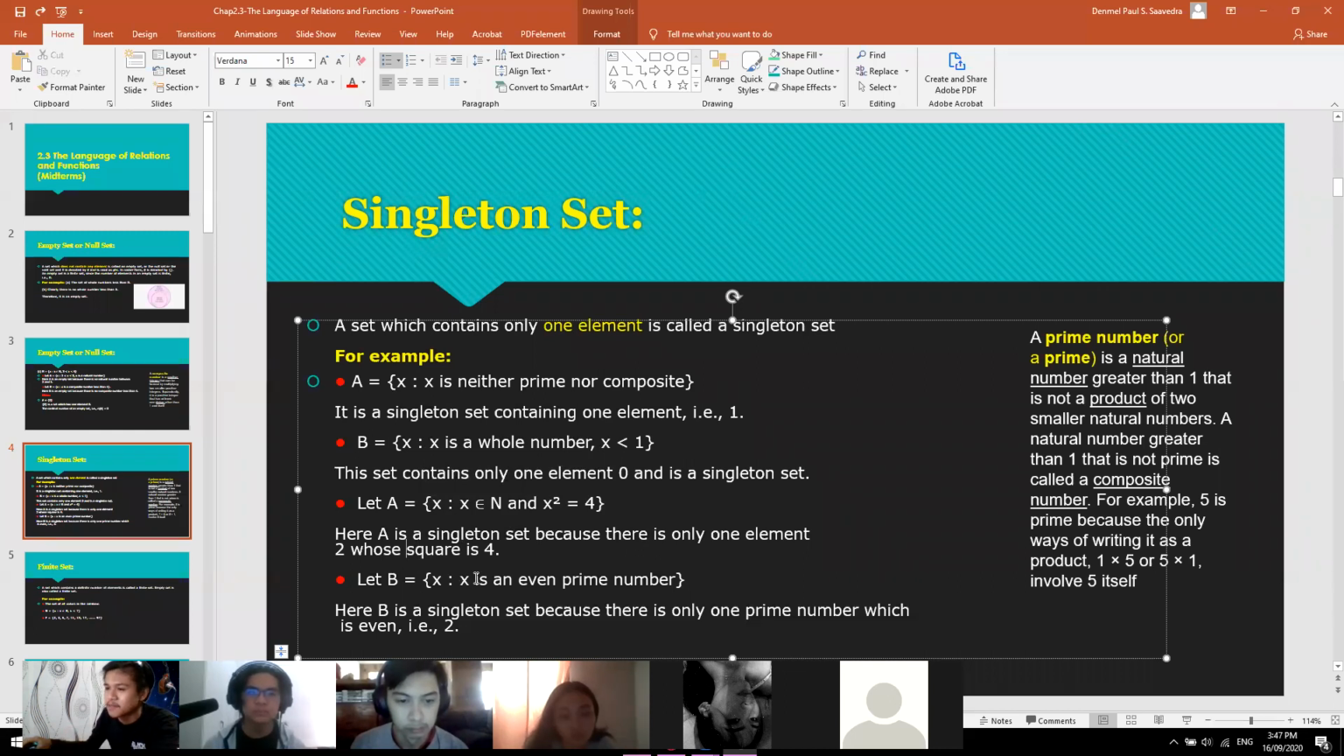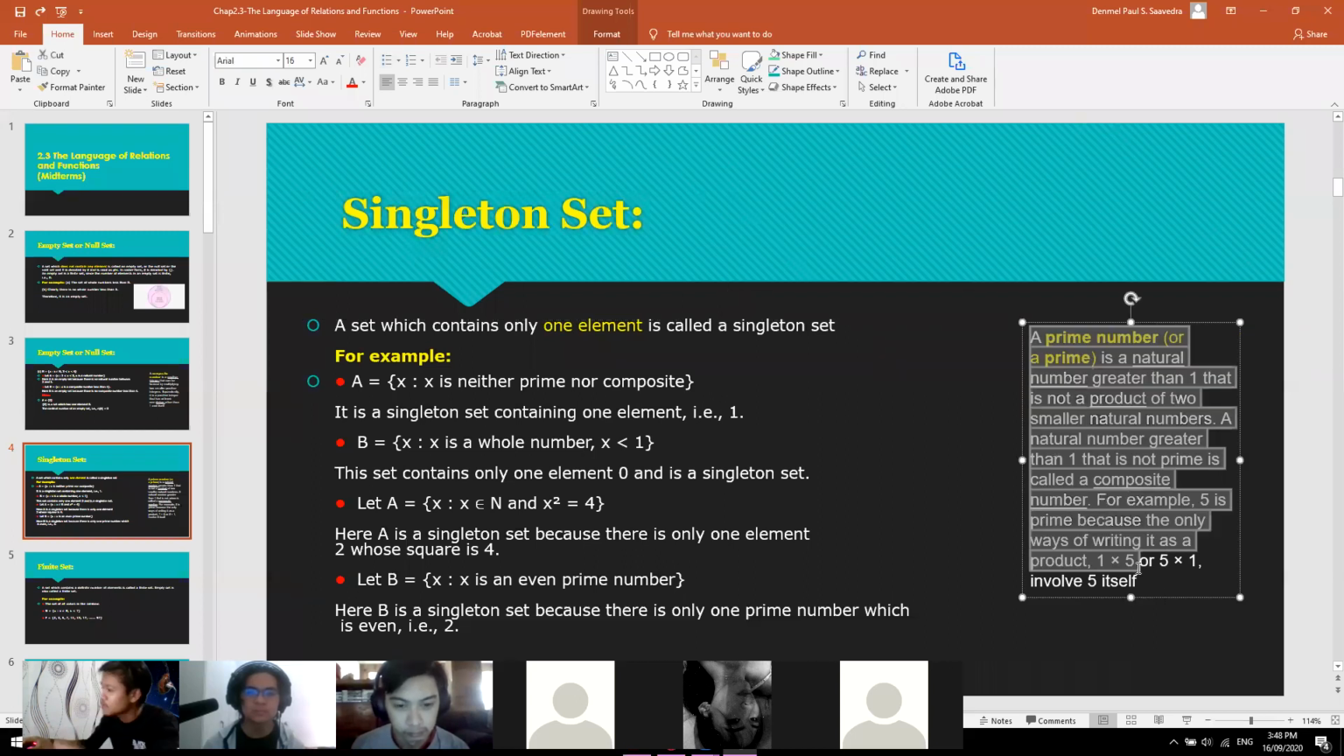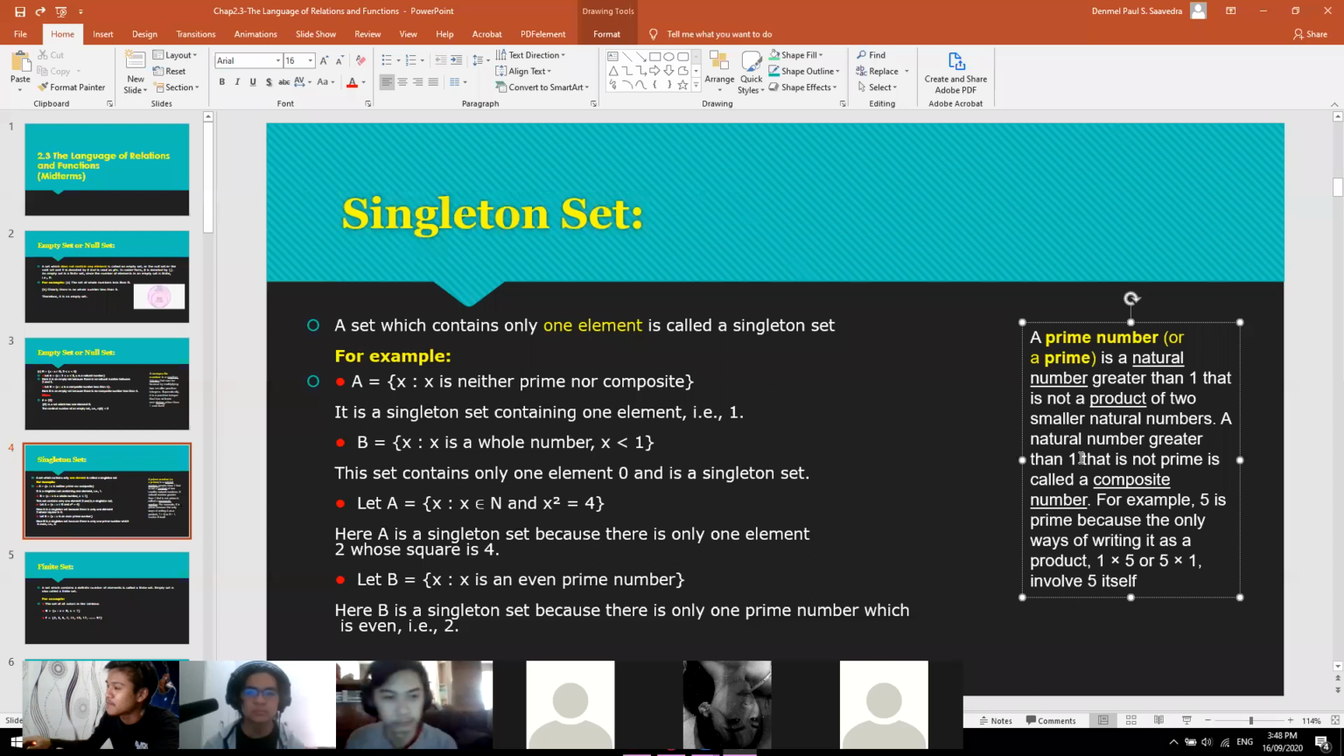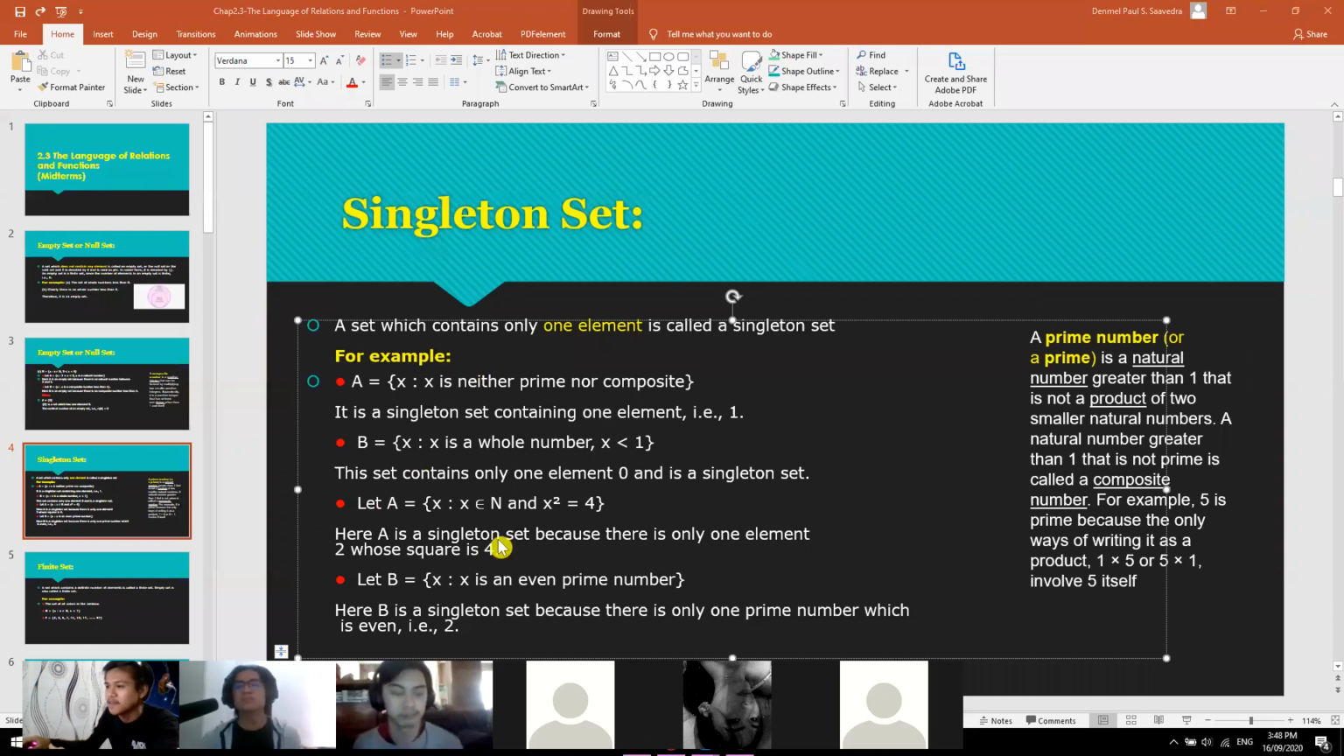So another example is let B, X is an even prime number. If you look at the examples, search them up so it's faster. And I have a reserve here just in case you don't understand what a prime number is. So just read this one. My example of a prime number is 2, wherein that is the only even prime number. So that's why this letter B is a singleton set. So we won't stay long here. The main point of singleton is that when there is only one element in a set, we call that one singleton.